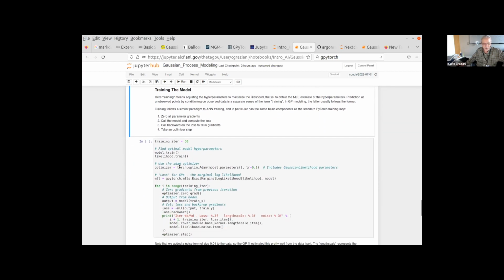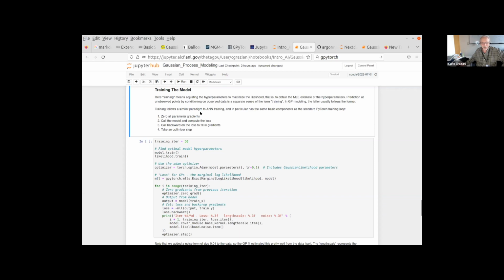Okay, here we come to the training. Training actually has two meanings in this context. There's training where we adjust the hyperparameters in the covariance and the mean, and then there's training in which we fit to the training data. We do the conditioning on the training data in order to predict out of sample.